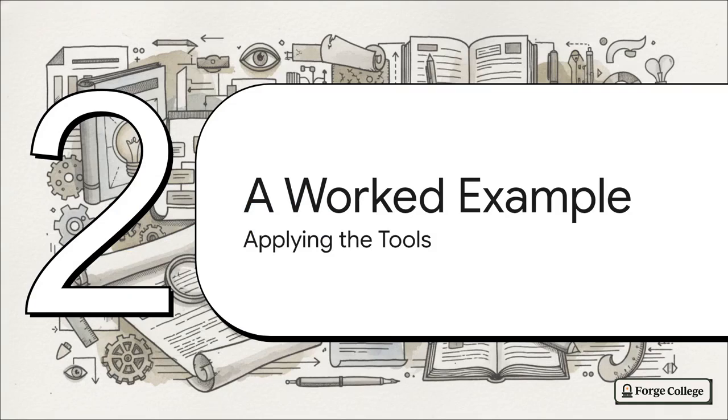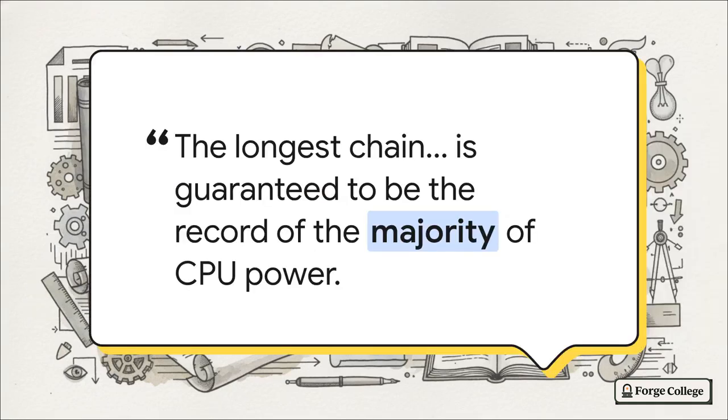Section 4, a practical worked example. Let's roll up our sleeves and apply this to one of Satoshi Nakamoto's most famous sentences. The quote is, "The longest chain not only serves as proof of the sequence of events witnessed, but is also guaranteed to be the record of the majority of CPU power." If you're reading passively, that sounds ironclad, right? Proof. Guaranteed. But as critical readers, our alarm bells should be ringing. Anytime a distributed network claims absolute mathematical certainty, it's begging to be interrogated. Sure, it relies on explicit rules, but it's balancing on some major hidden premises.